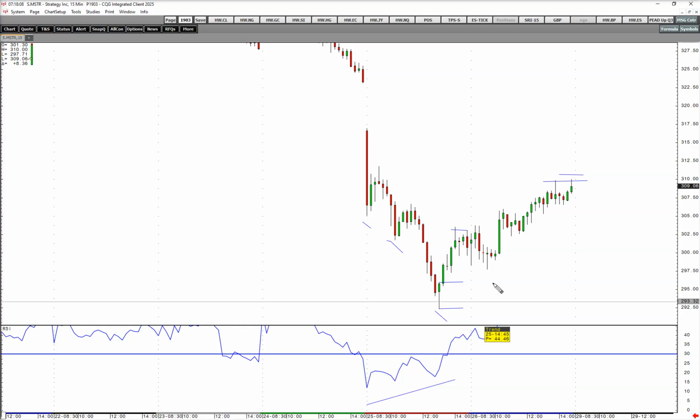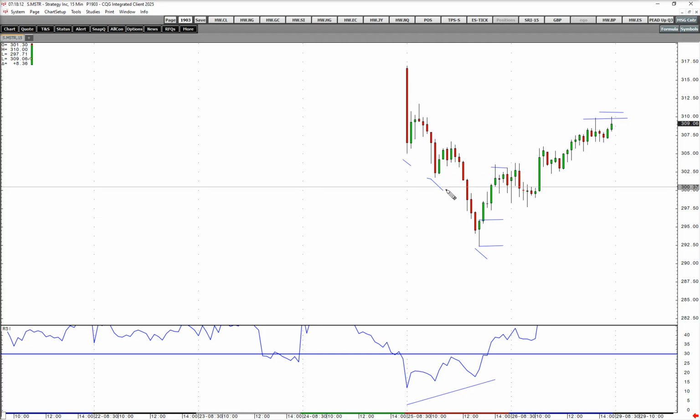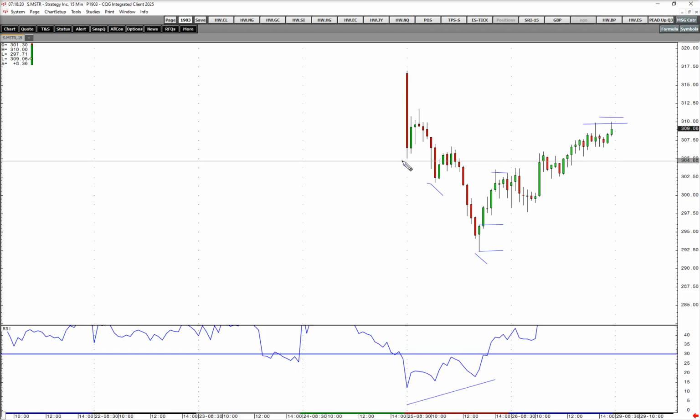So anyway, the important part of this video is take away this pattern. 1, 2, 3 pushes, higher momentum, and each of these is a one-legged drop. Each of these corrections is a one-legged bounce.